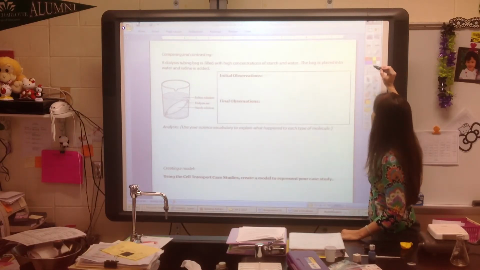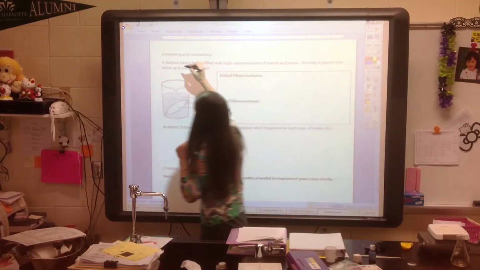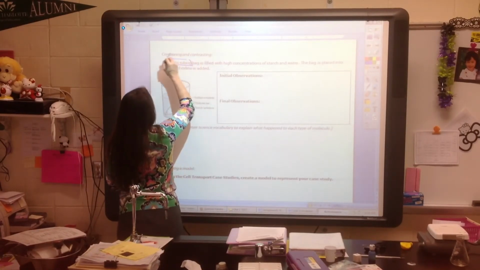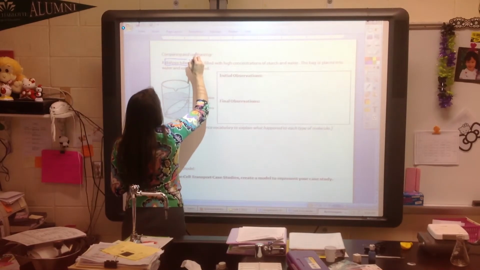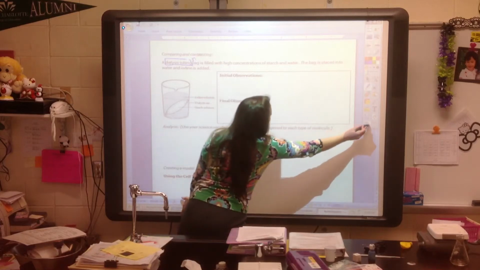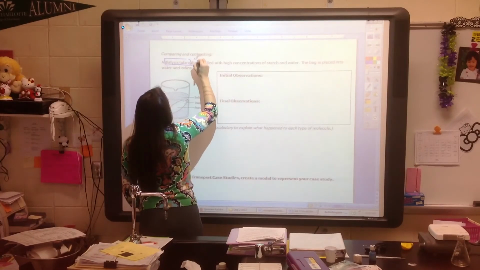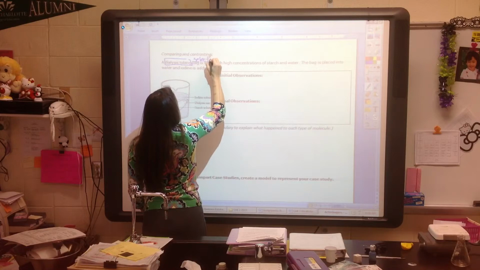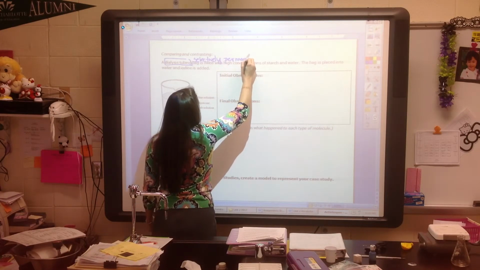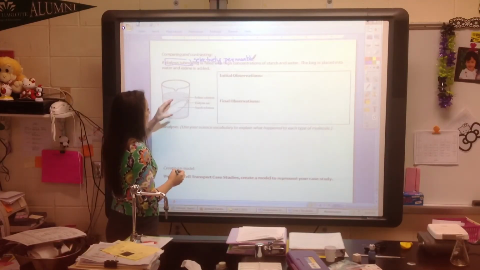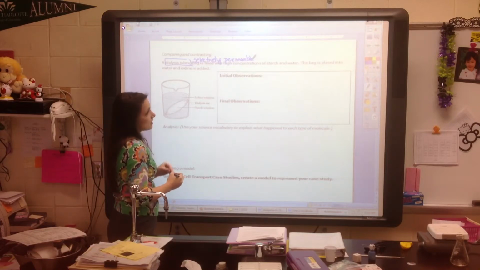A dialysis tubing bag. So the thing we need to know about dialysis tubing is it's just like what you were just practicing with that looked like a balloon. It is selectively or semi-permeable. So only certain things can move across this bag. It's filled with a high concentration of starch and some water. The bag is placed into water and iodine is added.